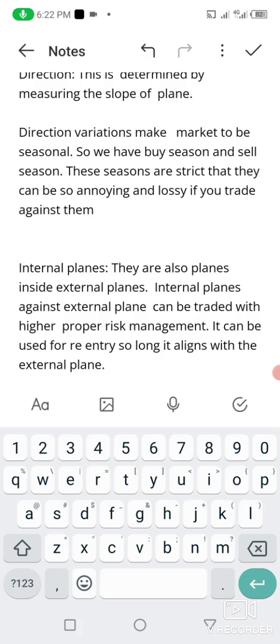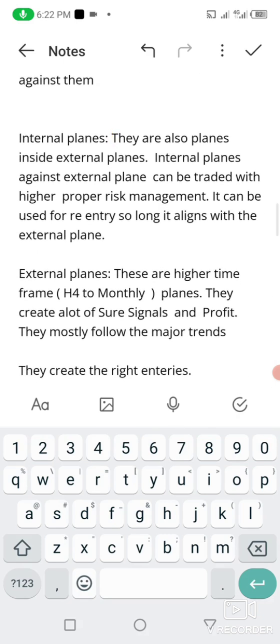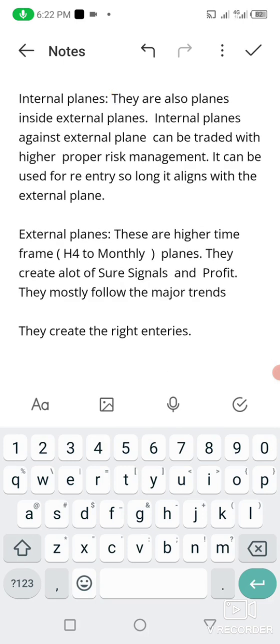So if we have an internal plane that is trading against an external plane, you know that the external plane is like the major trend in the market. If you have a trend inside a trend, but it's against the major trend, then you have to deploy high risk management in order to avoid losing your money, because you are not trading with the smart money, you are trading against big institutions. Internal planes can be used for re-entry so long as they align with the external plane.